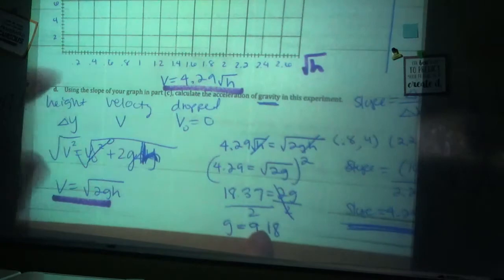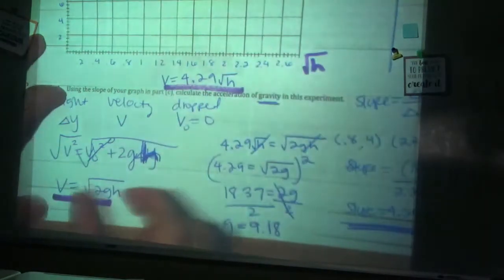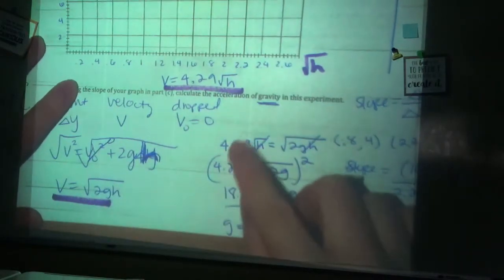Now your g should be a little bit different because your slope right here, the 4.29, is a little bit different, but your process should be the same. It's just this number is different, so then your end number is different.